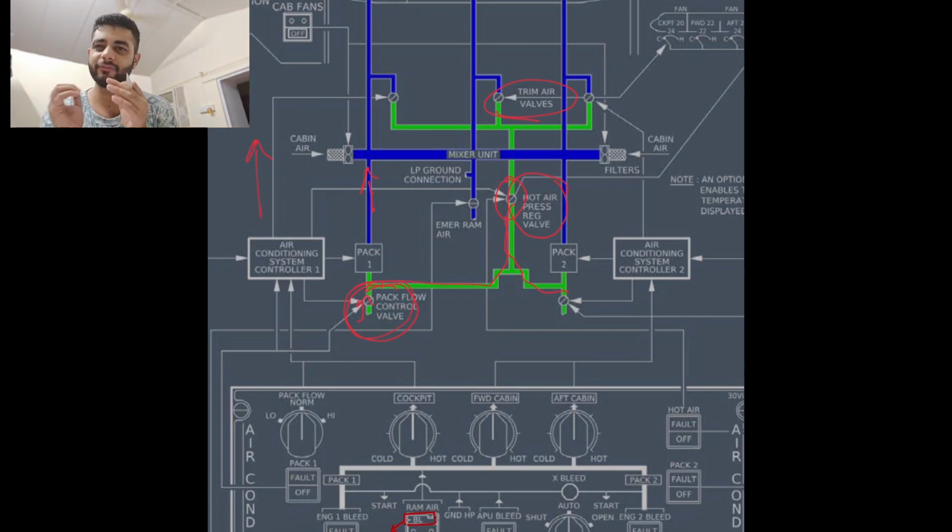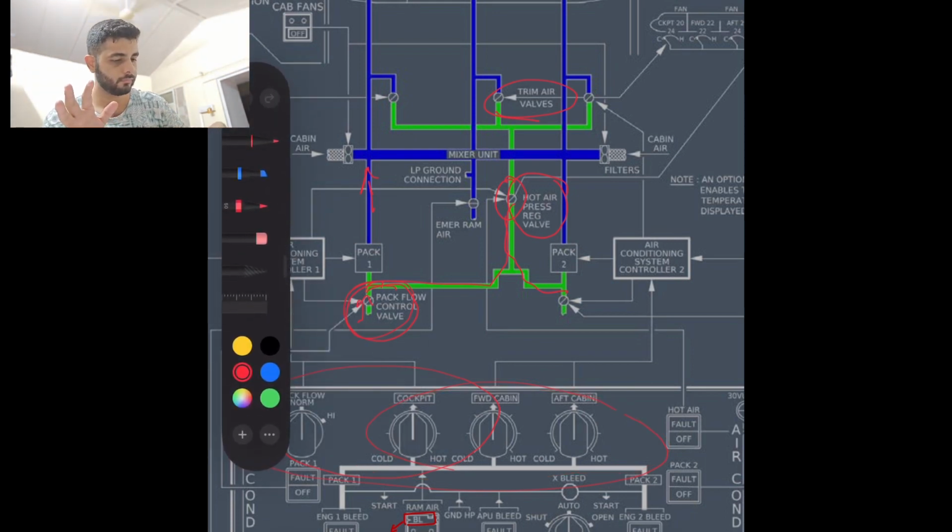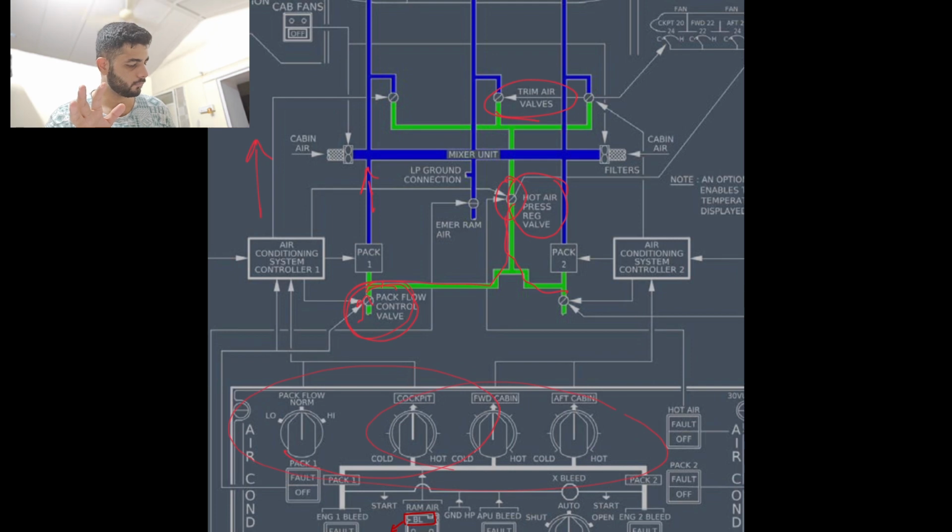This is like fine tuning. Usually the packs will deliver the coldest selected temperature on your panel. Whatever I select here, the packs will give me the coldest temperature, and then through the hot air pressure regulating valve and your trim air valves, it'll provide finesse and give you your temperature, as much as is required for each zone.